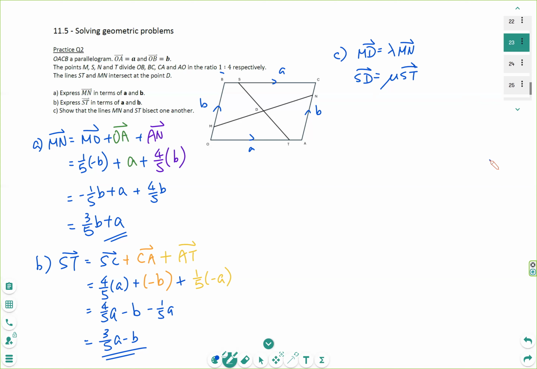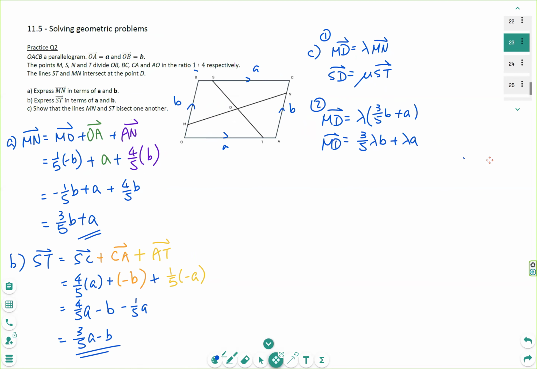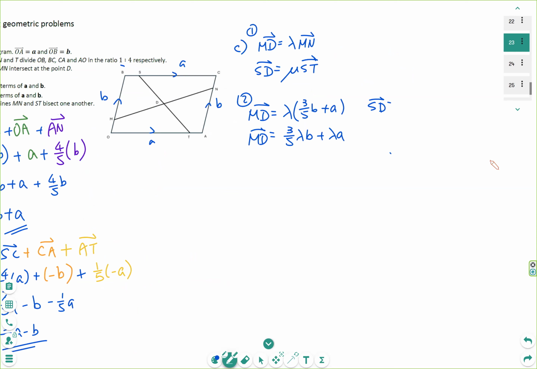Okay, so I'm going to write MD. So step one, MD. Step two, MD equals lambda of MN, which is what we've got, 3/5 of B plus A. This is what we got from part A. I'm going to expand the bracket, so MD equals 3/5 of lambda B plus lambda A. Also, I know that SD equals mu of ST, which is 3/5 of A plus B. So expand the bracket, it'll be 3/5 of mu A plus mu B.